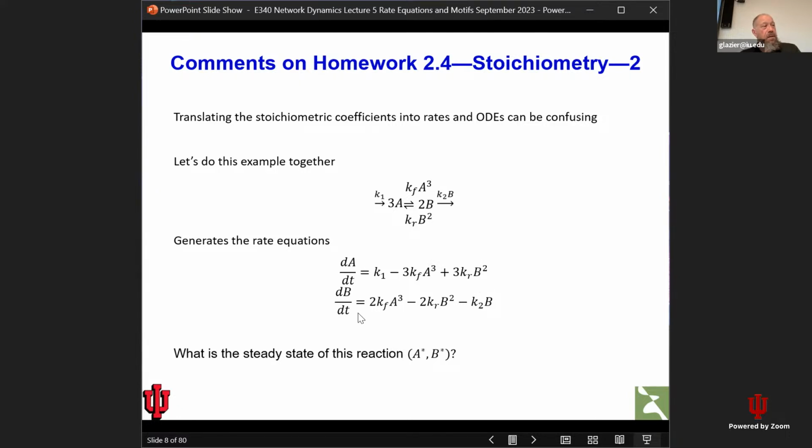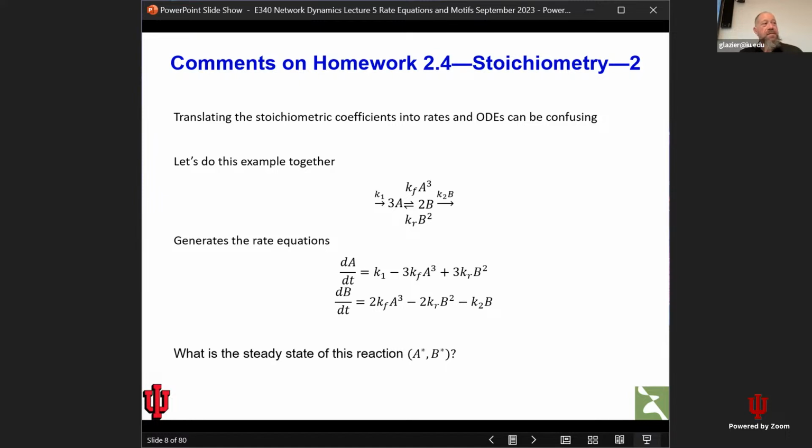For the second one, the balance terms now don't match because we have 3 A's turning into 2 B's, so we have 2 molecules of B created for each reaction. We lose 2 molecules for each back reaction, and then the decay again doesn't have a 2 in it, it's just minus K2 B. So that's that funny convention. And so you have to be careful. Yeah, William, go ahead. Wait, sorry, just to be sure, you said 2 KF A cubed going in, and you're saying there's 2 molecules of B created? Yes. So we destroy 3 A's and we create 2 B's.